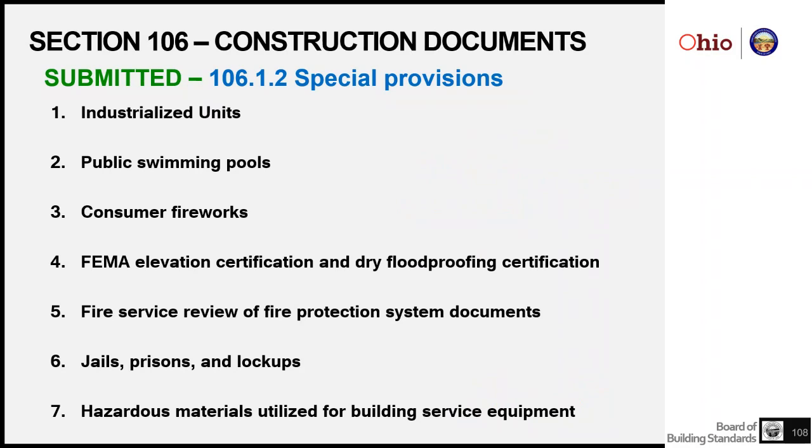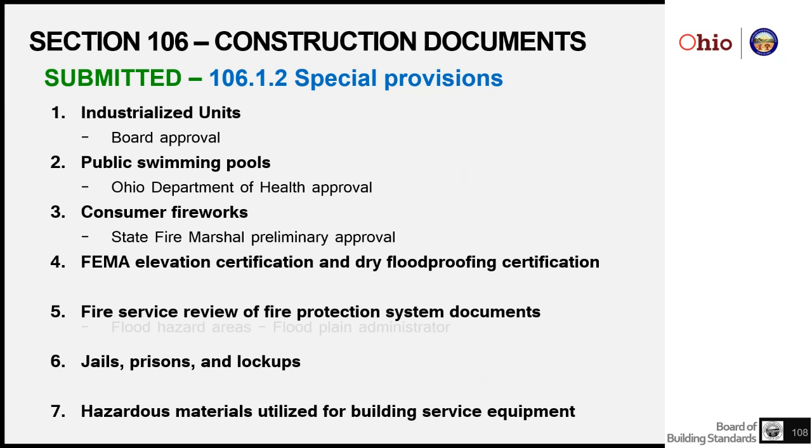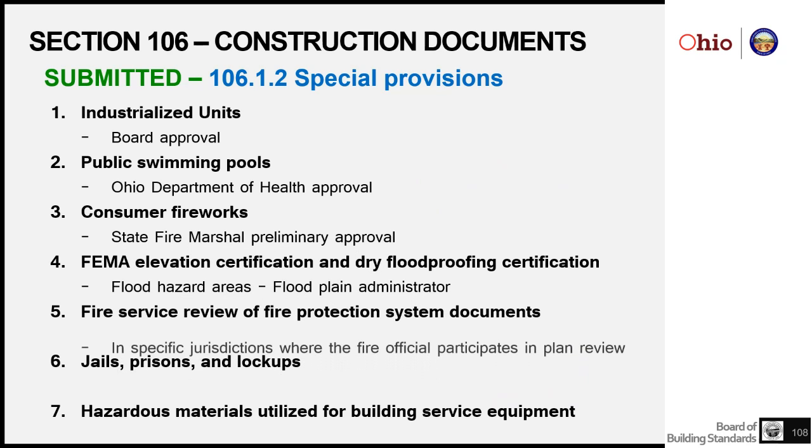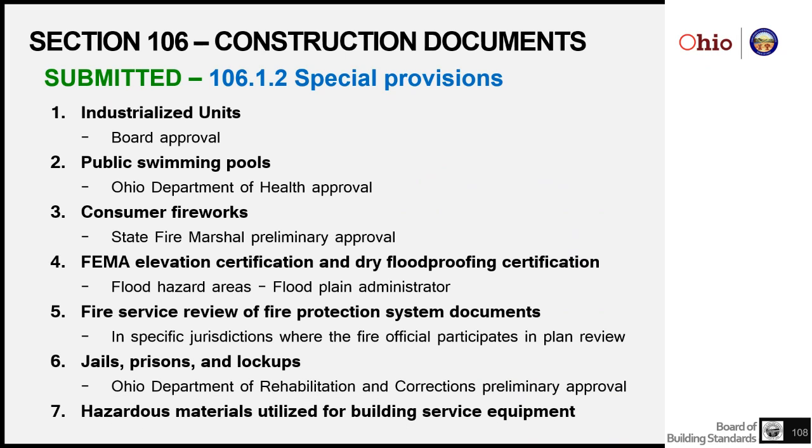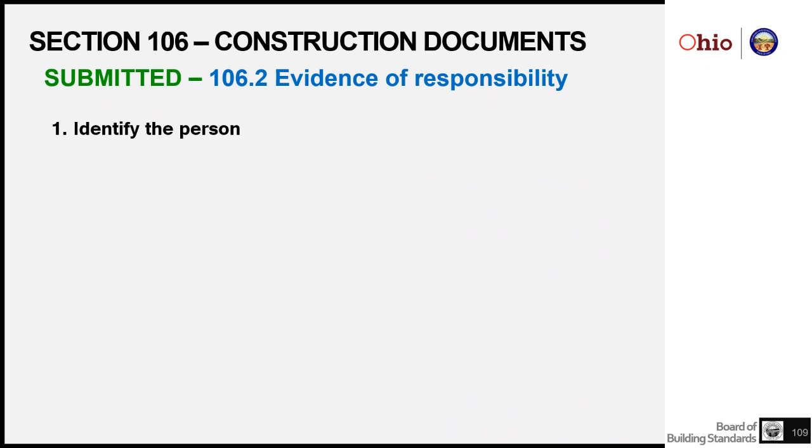So industrialized units need board approval through the IU program. Public swimming pools go to the Ohio Department of Health. Consumer fireworks, State Fire Marshal's Office. Flood hazard areas get some FEMA involvement and floodplain administration. Fire protection systems may have some involvement from the fire officials in that jurisdiction. Jails and prisons, Department of Rehabilitation and Corrections. Hazardous materials have potentially 2 paths. One is if the hazardous material is associated with building services, and the other is where the hazardous material is not associated with building services.